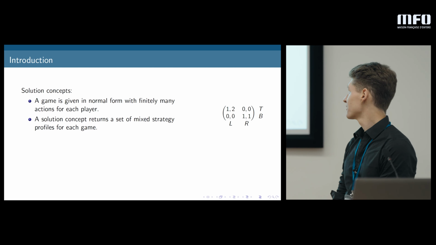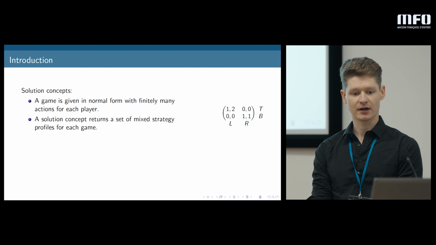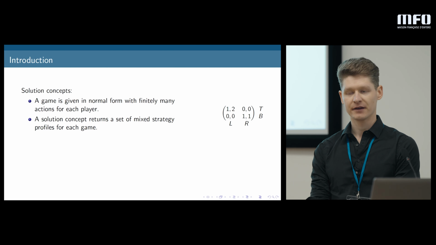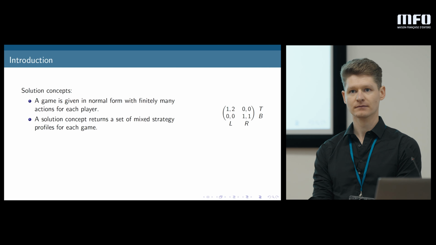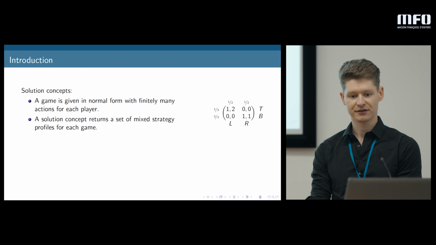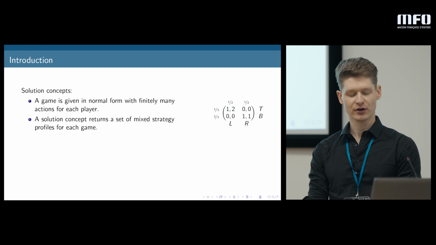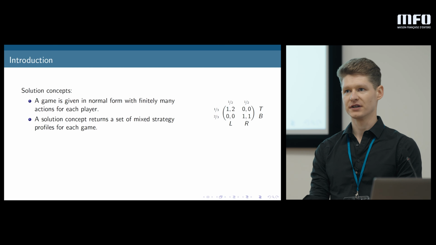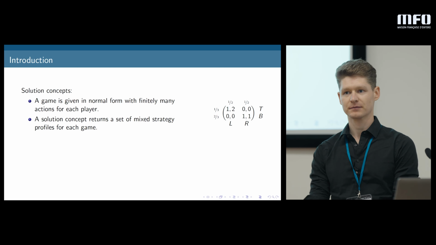So in my examples, I will denote games like this. Here, all my examples will be two-player games, a row player and a column player. And then the first number in each cell denotes the payoff of the row player. And then in this game, there is one mixed Nash equilibrium that looks like this. So this strategy profile would be in the set of returned profiles if we have the solution concept Nash equilibrium. Okay, but there would be other ones.